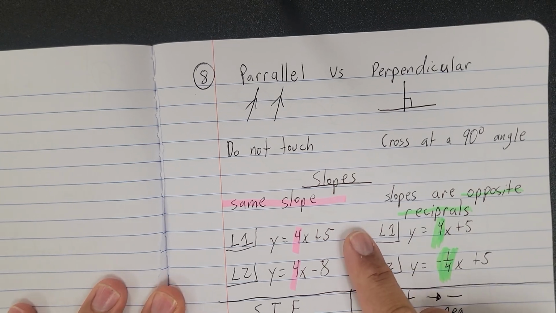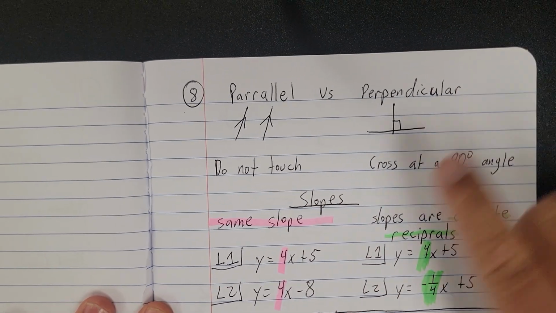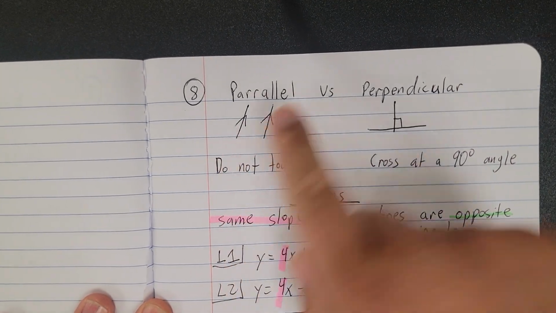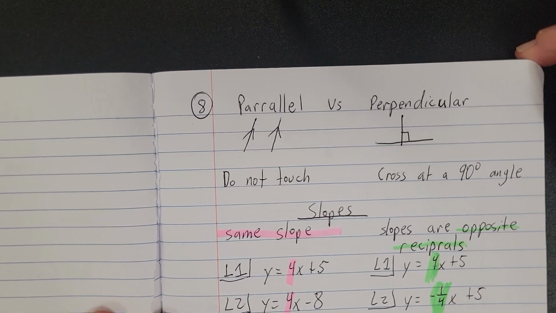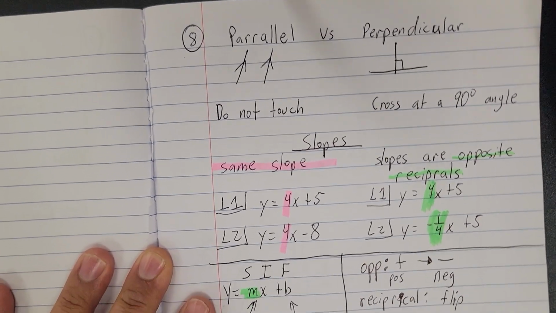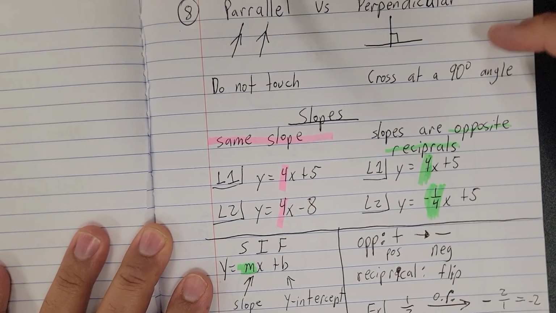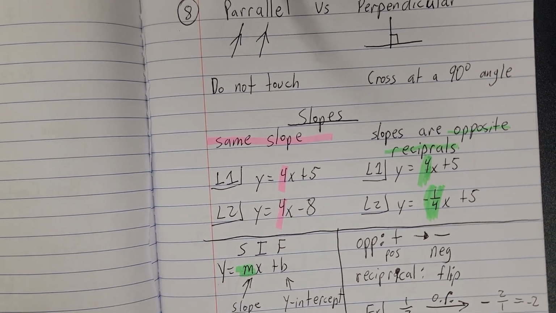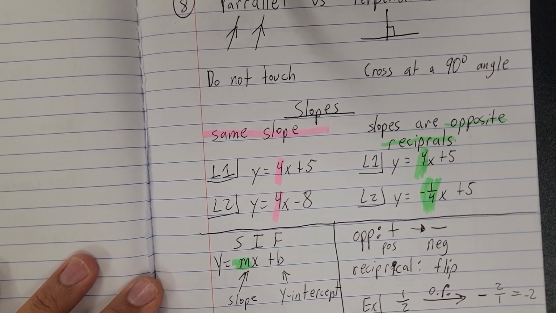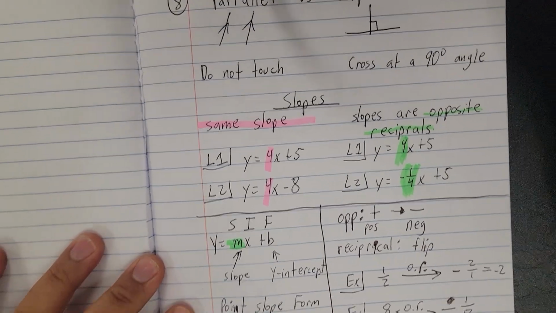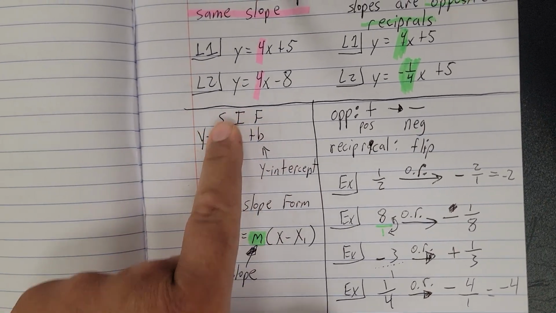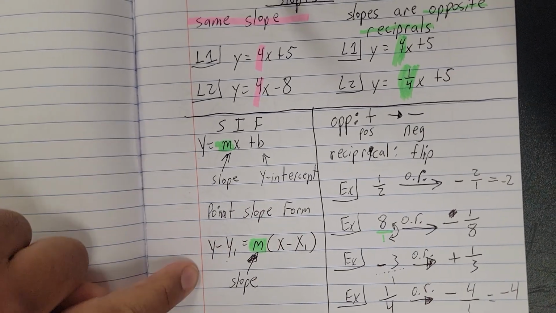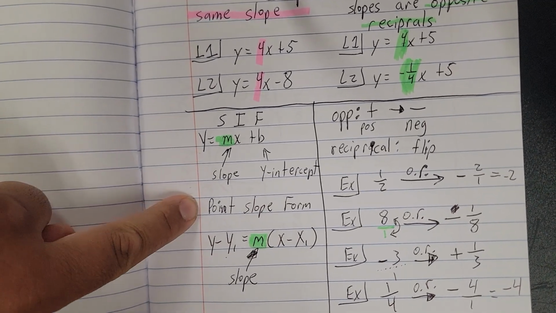Parallel and perpendicular. Do not touch. These are arrows right here. Those are little arrows. Perpendicular, cross at a 90-degree angle. All right, same slopes, opposite reciprocals. All right, this is a slope-intercept form. This is what it stands for. Y'all seen this a lot in algebra. Point-slope form.